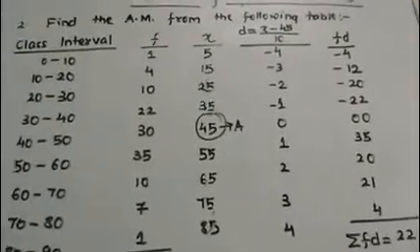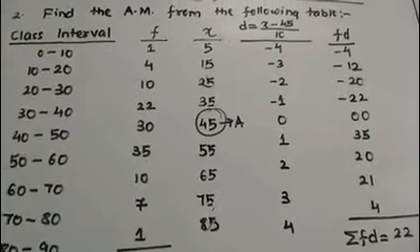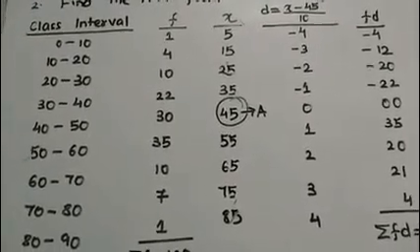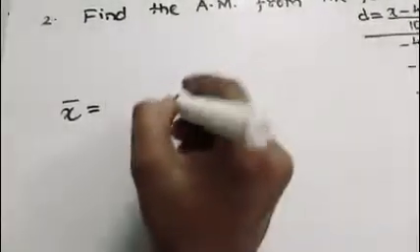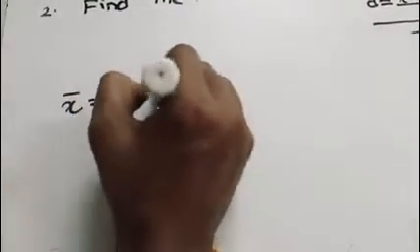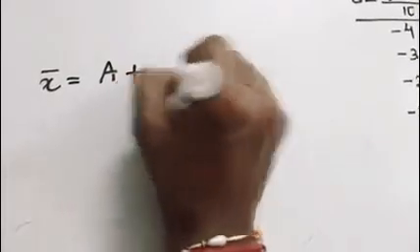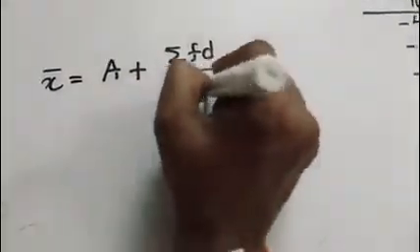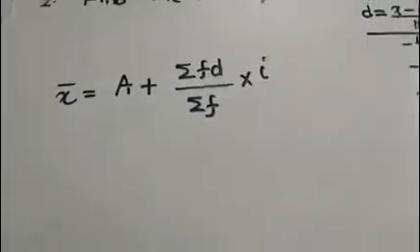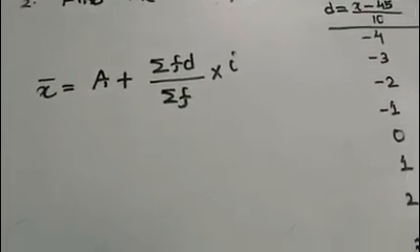Now the main formula for the step deviation method, you have to remember this formula. The formula is: x bar equals A, the assumed mean, plus summation over FD divided by summation over F, into I. This is the formula. You have to remember this formula.